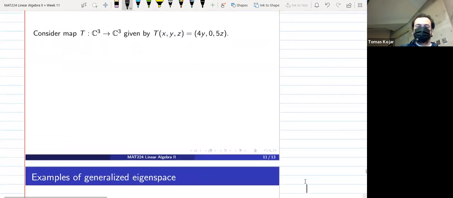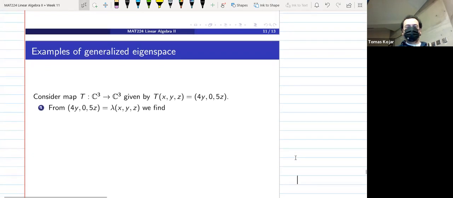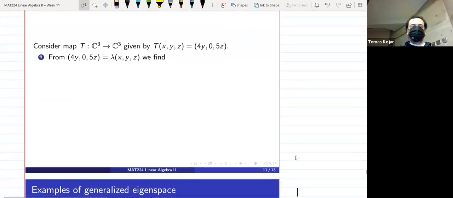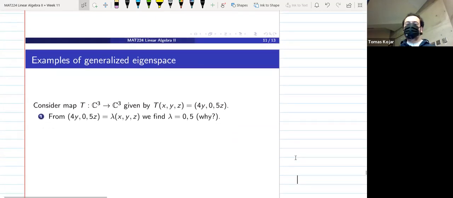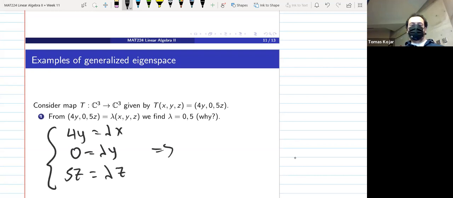All right. Now let's do some examples of eigenspaces. This is from Axler. You can read this as well. Take this map. First we have to find eigenvalues. You have this equation and you want to find the lambda. And I claim that lambda is 0 and 5. Is it obvious? Is it not obvious? I'll just solve. So 4y is lambda x, 0 is lambda y, and 5z is lambda z. This is your system, and it gives you what x, y, and z are.